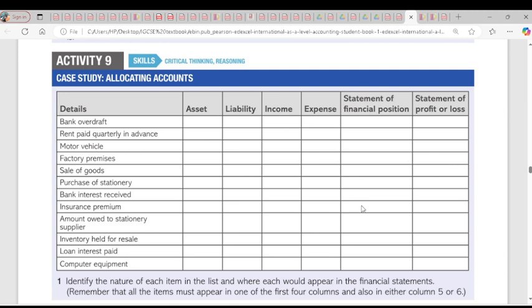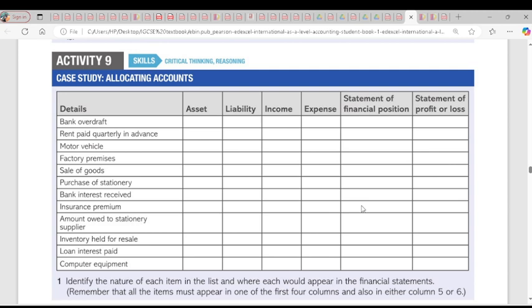Okay. Purchase of stationery is an expense, and statement of profit or loss. Okay. Sales of goods, income, statement of profit or loss. We have purchases of stationery. It's an expense. It's in statement of profit or loss. Bank interest received. That's income, which is a statement of profit or loss. Good. Insurance premium. Income? No, expense. Premium is an expense, which is the statement of profit or loss.